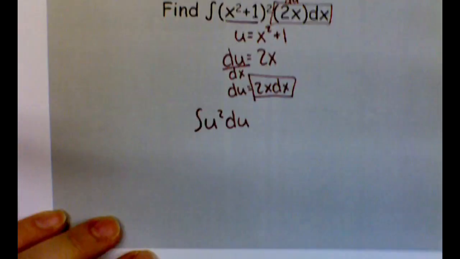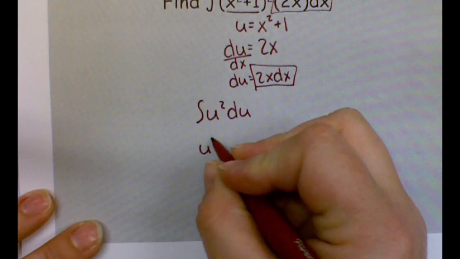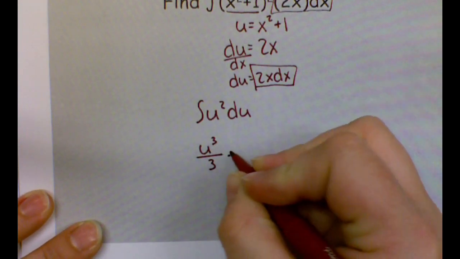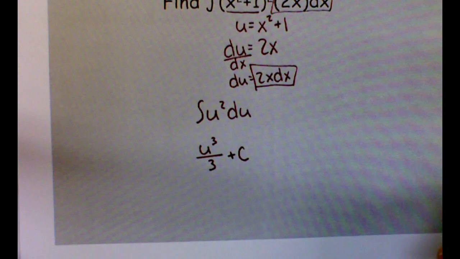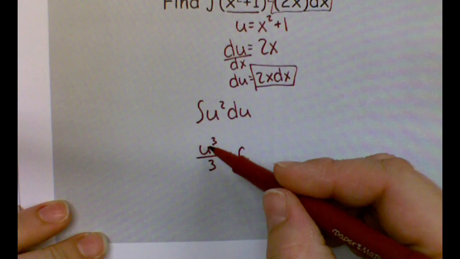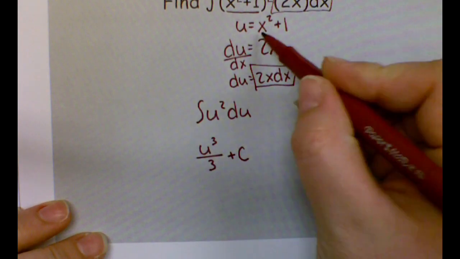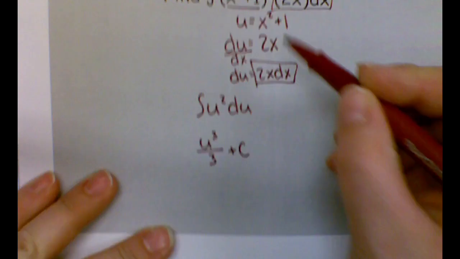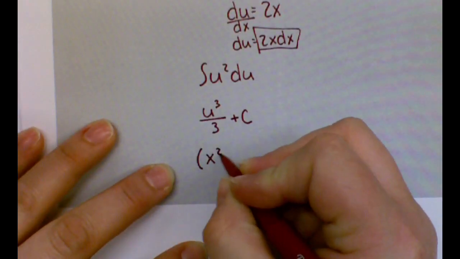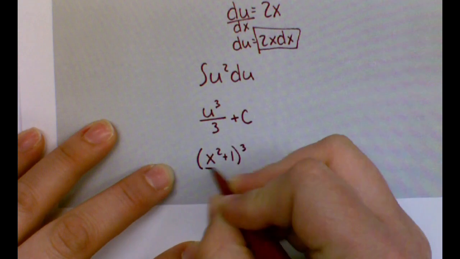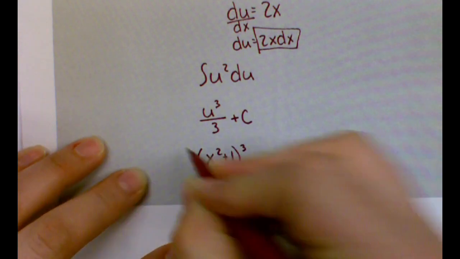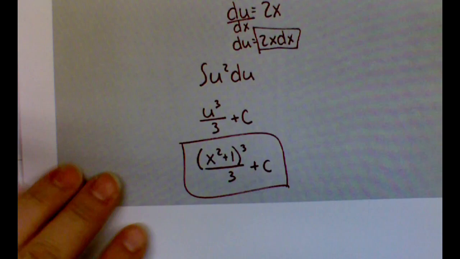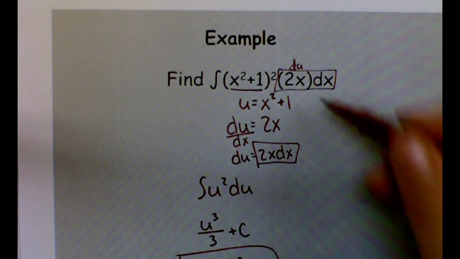Now that's a whole bunch easier because I know that I just make it u cubed over 3 plus c. But you have to take one more step because we don't want a u in our final answer. U is actually x squared plus 1. So we're going to make it x squared plus 1 cubed over 3 plus c. And there's our answer. Much easier than multiplying all of this out.